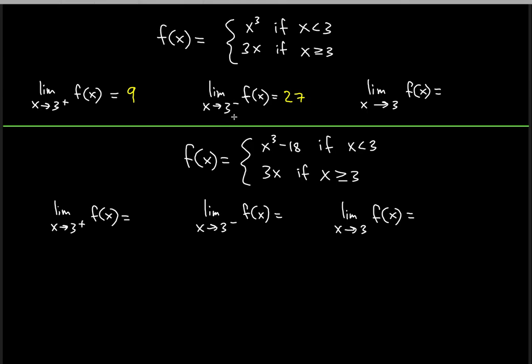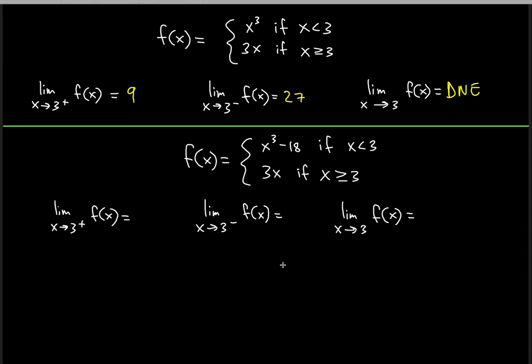Okay, from the left. Now, finally, the overall limit, as you can see, only exists when both-sided limits agree. If the right-sided limit and the left-sided limit have the same value, then the overall limit will exist. As you can see, these values are different. The right-sided limit is 9, whereas the left-sided limit is 27. So the overall limit does not exist.